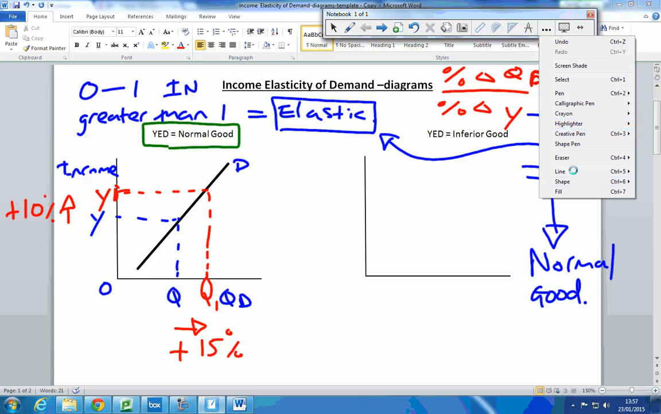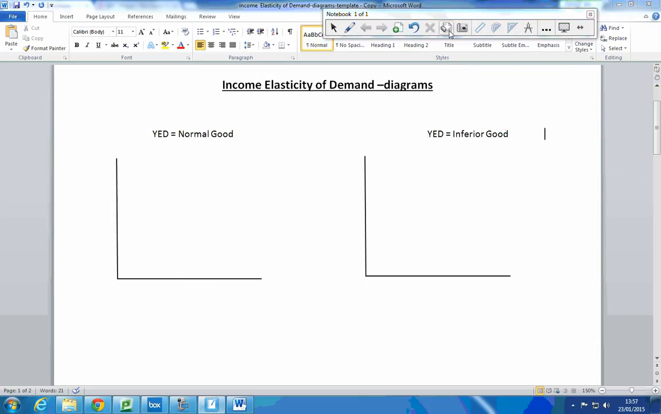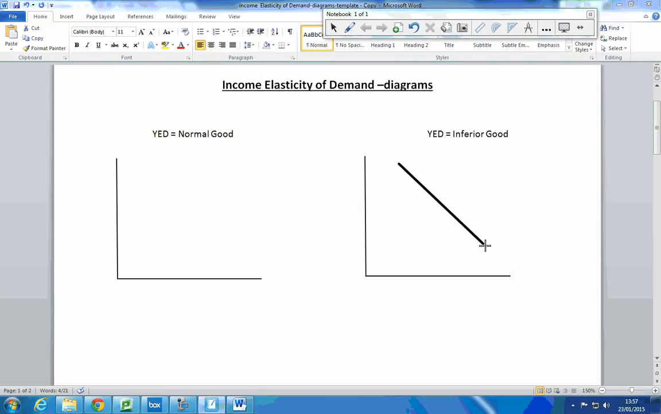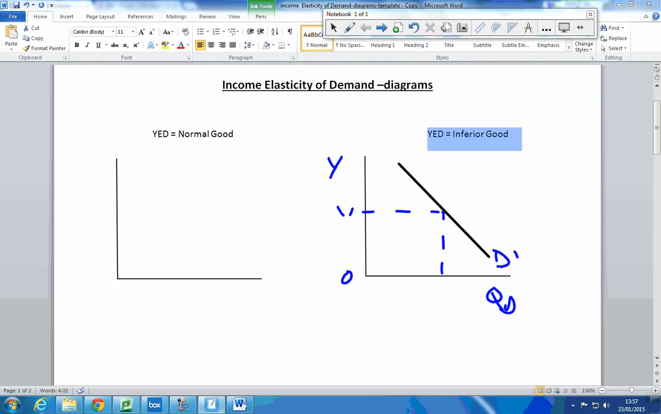Okay, and moving on then to the second diagram, income elasticity for an inferior good. Now this time, slightly different. We have a negative relationship. And just to put that on here again, we put income on the y-axis and quantity demanded D1. Again, let's take a position Y, call that Q, and that's an increase in income to Y1, causing a decrease in quantity demand.